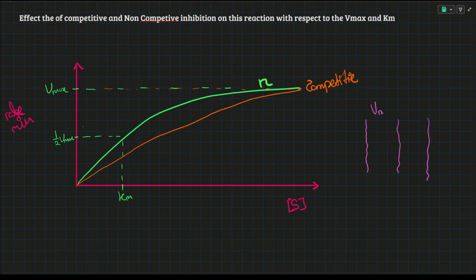First, we'll talk about the Vmax. Then we'll talk about how the Km is going to be affected. Here, competitive inhibition. Here, non-competitive inhibition. This will be compared to the normal reaction. So when comparing the Vmax of competitive inhibition with the normal reaction, it's the same.